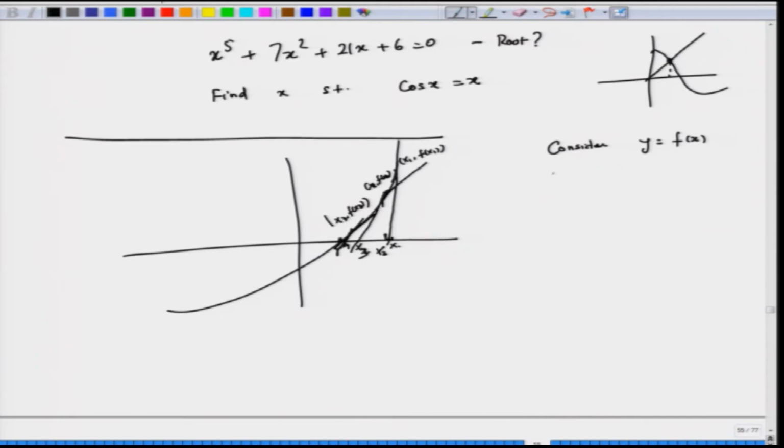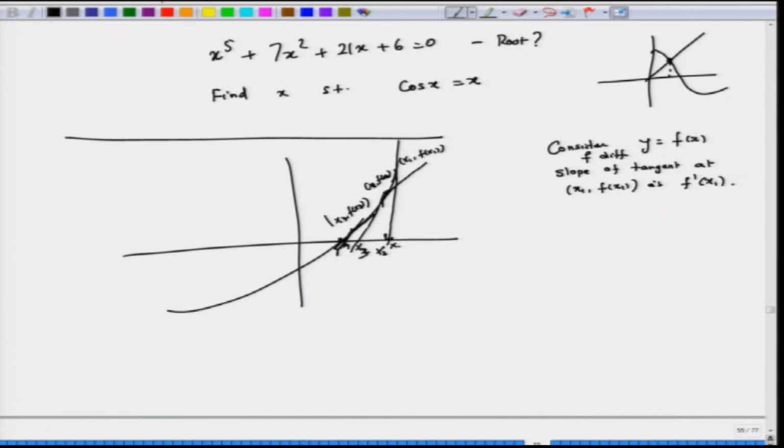Now, f is differentiable, that is important. The slope of the tangent at x 1, f of x 1, is equal to f prime of x 1, this is what we know.